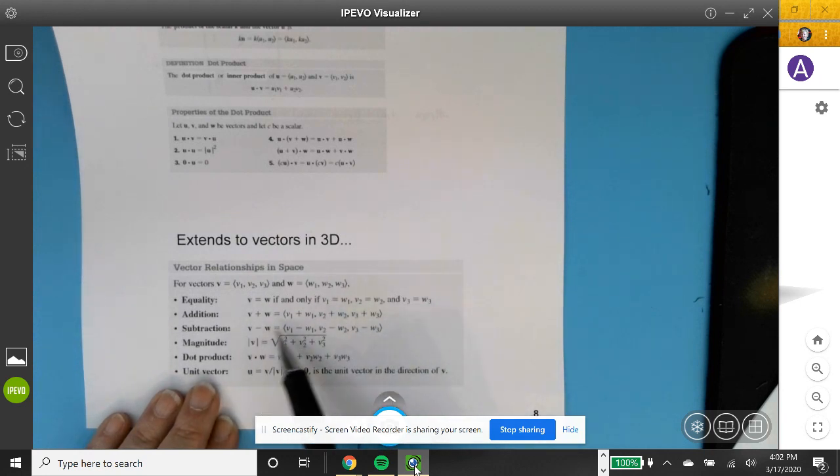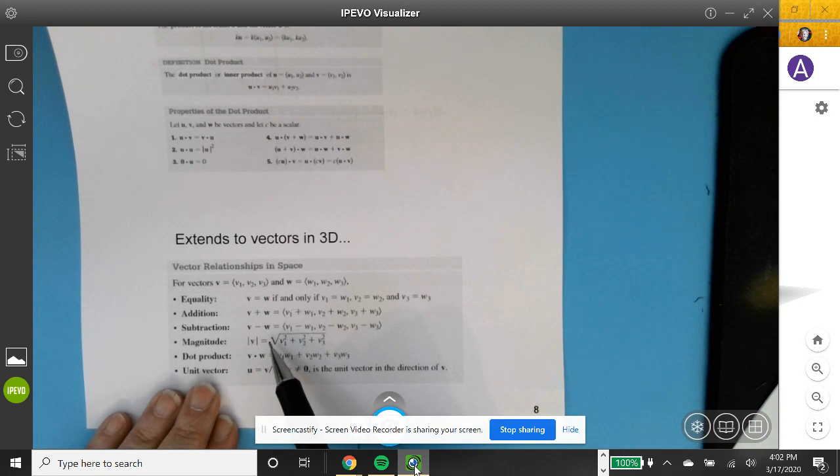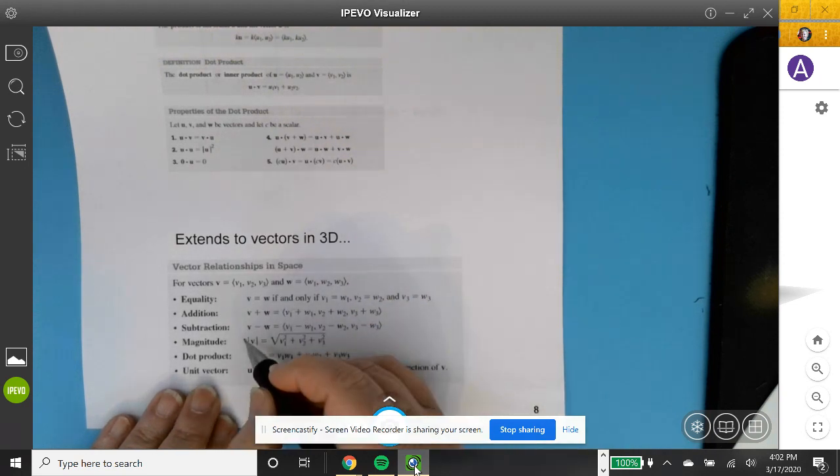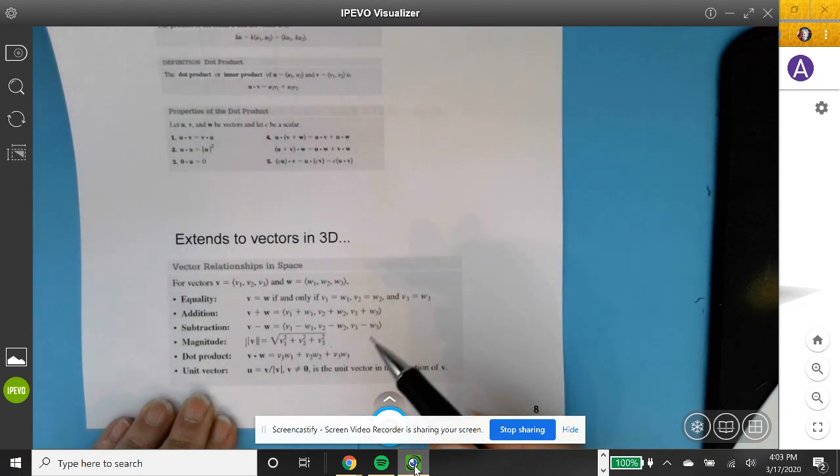The addition property, what do we do? We still add the x components together, the y components together, and the z components together. Subtraction, we would just add the opposite, which means you subtract the x components, subtract the y components, subtract the z components. Nothing's changed. The only difference is that we have now just added the z component to our calculations. And then the magnitude is the same, except that we add the z component. So this would be the x component squared, the y component squared, and the z component squared. Dot product is also the same, except that we've added the z components. We'd multiply the 2 x components, add them to the y components multiplied together, and then add them to the z components multiplied together.